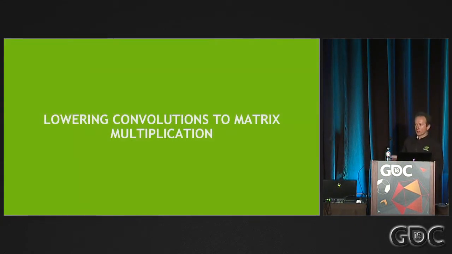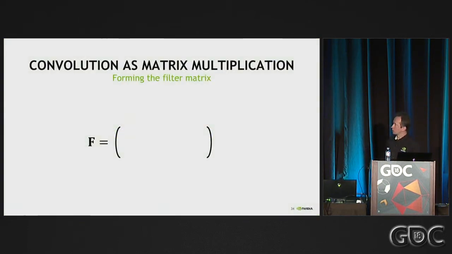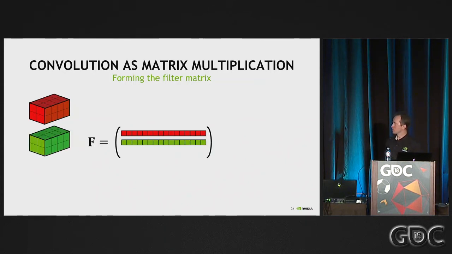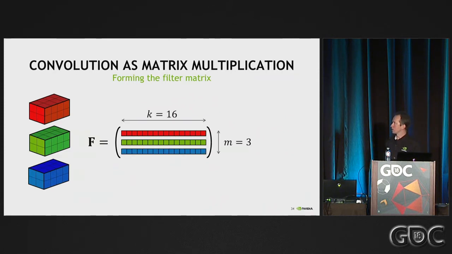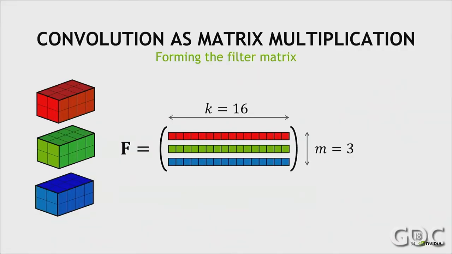So again, let's look at how we can lower this convolution operation to a matrix multiply. We'd like to get all the benefits of matrix multiplication here as well. Right? So first, we'd like to figure out how to write out the filter tensor as a matrix. So we take each filter kernel in turn and unroll all of its elements into rows of the matrix. We do the same for green and blue tensors. As a result, we get a matrix which has 3 rows and 16 columns. That's our filter kernel matrix.